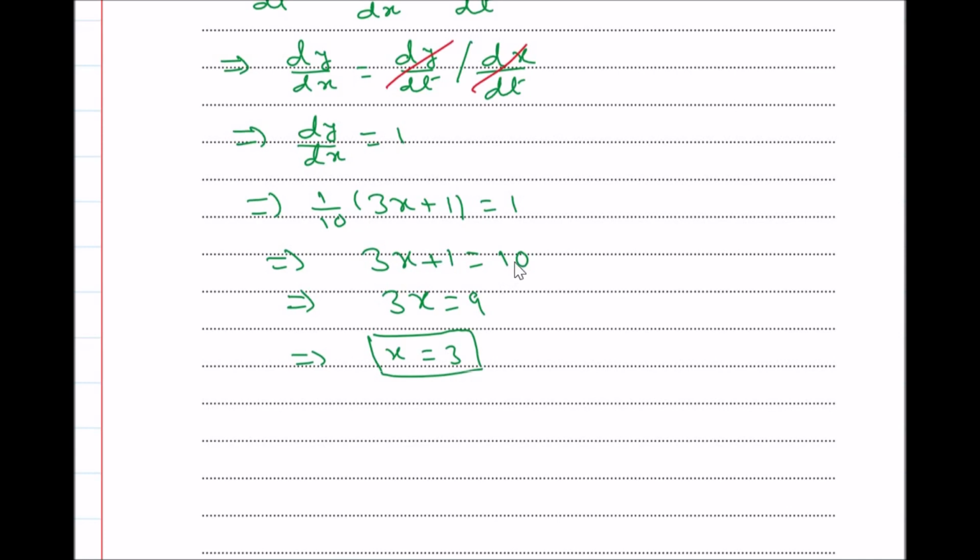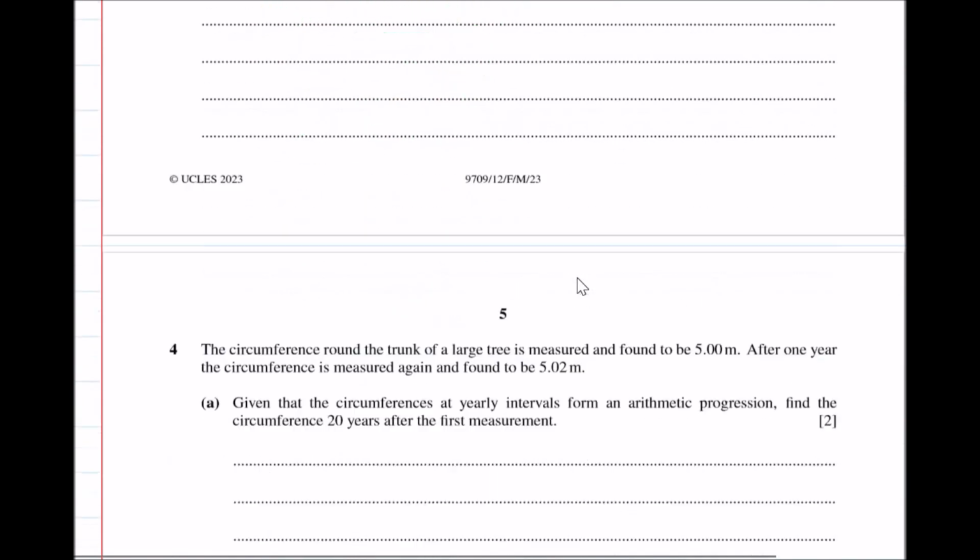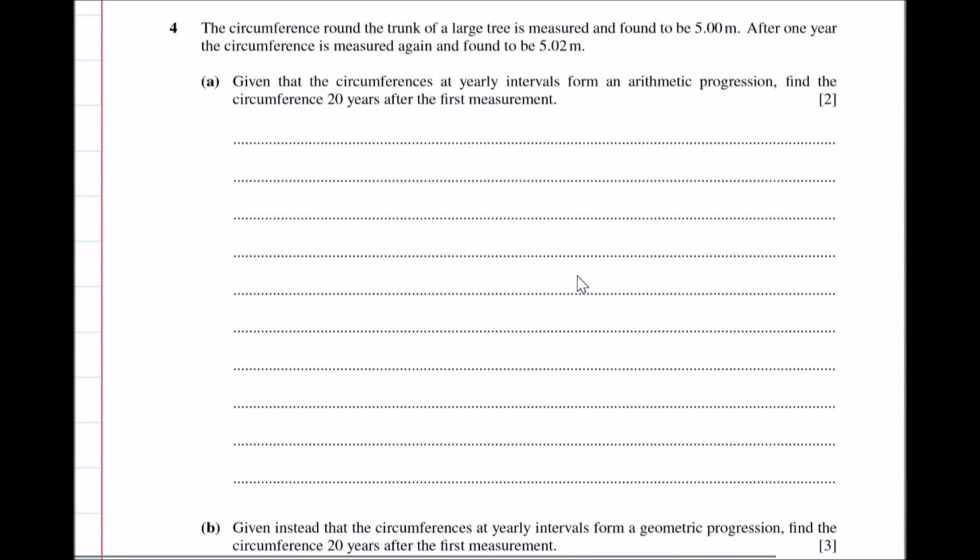Okay, let's go to the next question. Question number 4. The circumference round the trunk of a large tree is measured and found to be 5 meters. After 1 year, the circumference is measured again and found to be 5.02 meters. Given that the circumferences at yearly intervals form an arithmetic progression, find the circumference 20 years after the first measurement.